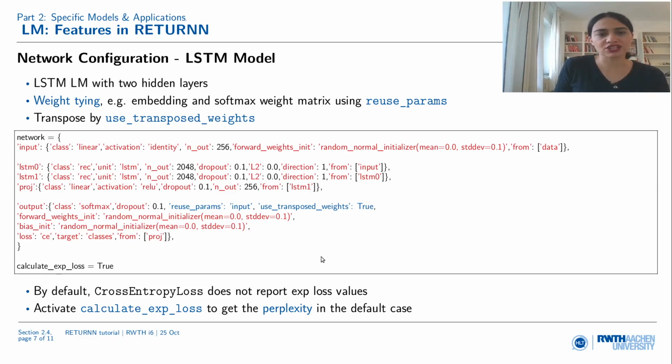By default, the cross entropy loss does not report the actual value for perplexity, or the exponential of the loss. Therefore, if we want to have it, we need to activate this flag and set it to true.